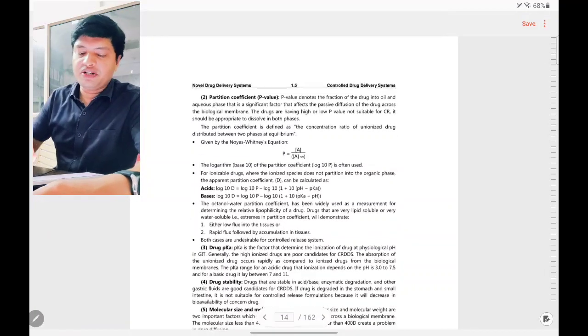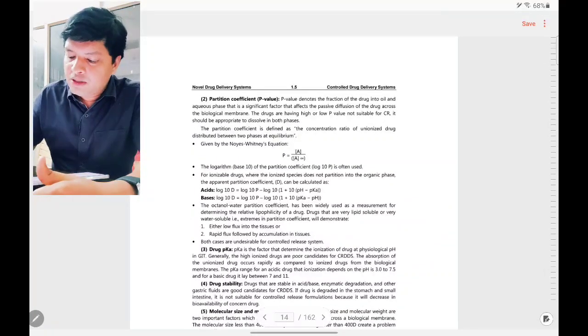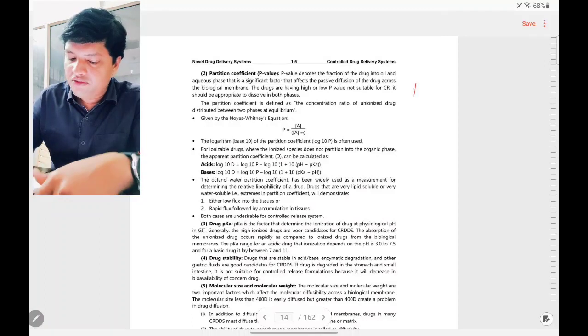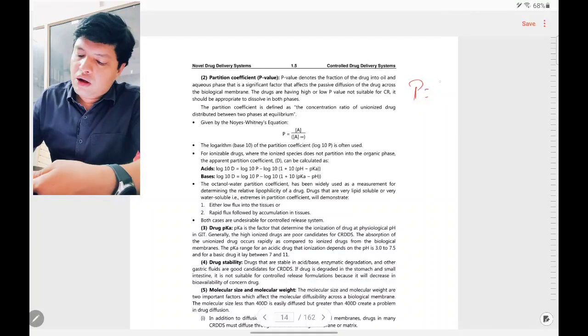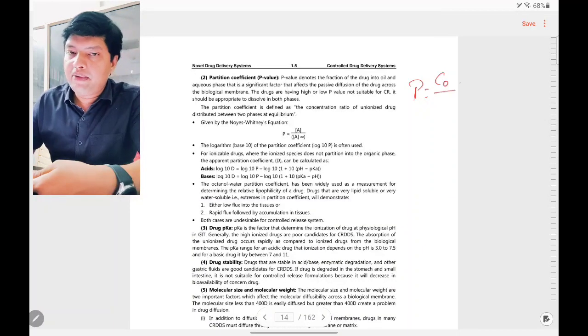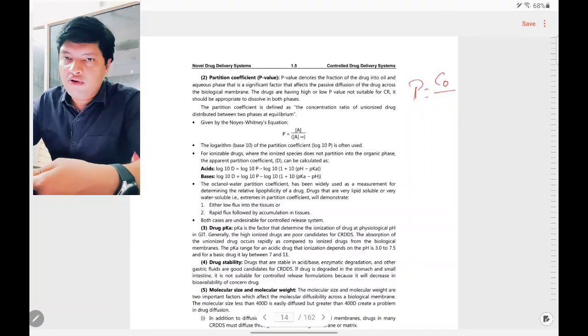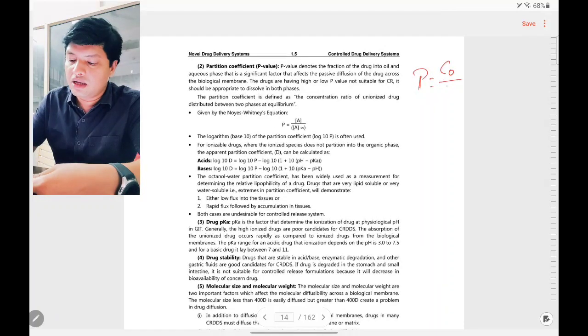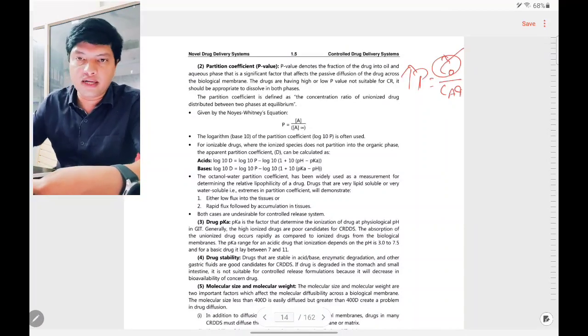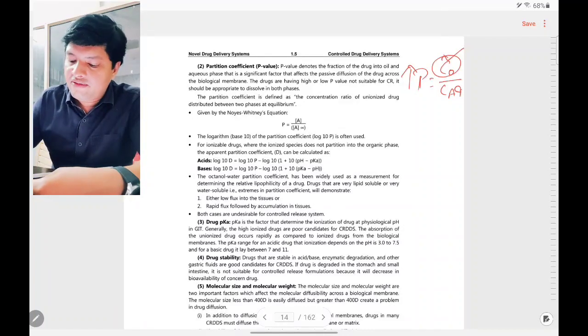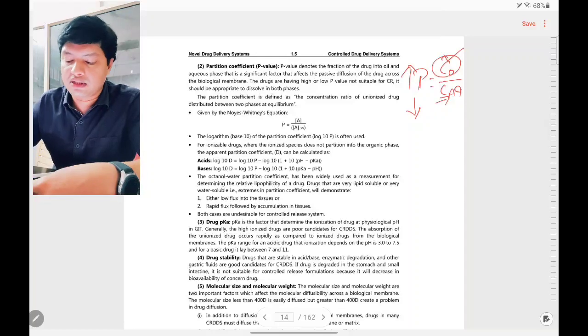Next is partition coefficient. What is partition coefficient? Partition coefficient is the ratio of the concentration of drug in the organic medium to the concentration in the aqueous medium. If the partition coefficient is high, it indicates the drug is staying more in the organic layer. If the partition coefficient is low, it indicates more drug is staying in the aqueous layer.